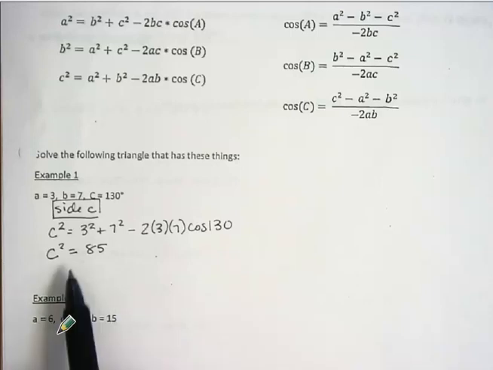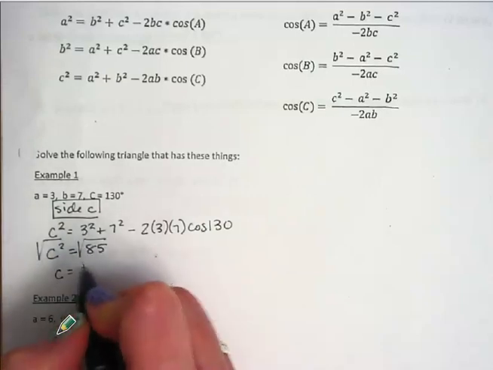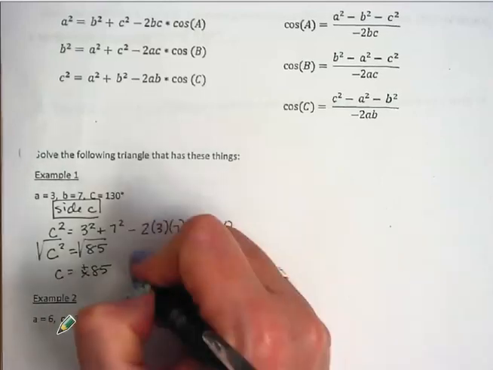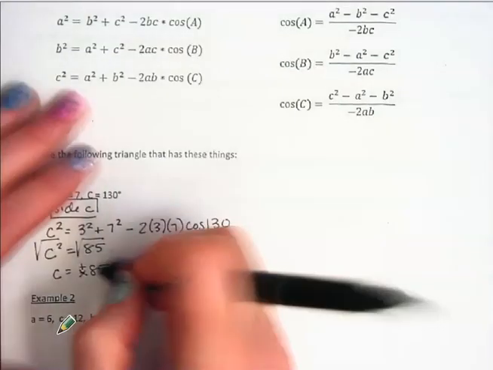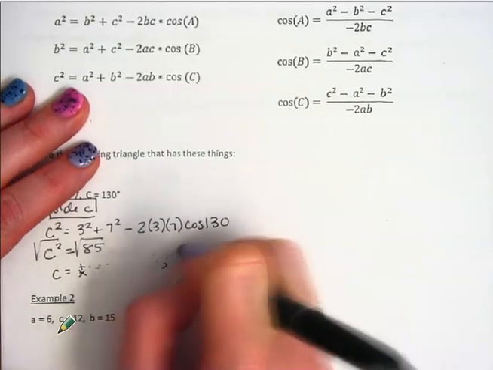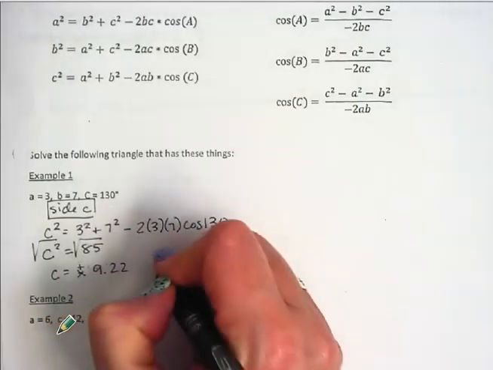And now what we want to do here, because right here we're solved for c squared, but we actually want c itself, so I'm going to square root both sides. And normally this would give me plus or minus, but because we are finding a physical length, we are going to not include the negative. So it's just, oops, sorry, square root of 85 is not 85. It is 9.22 positive.